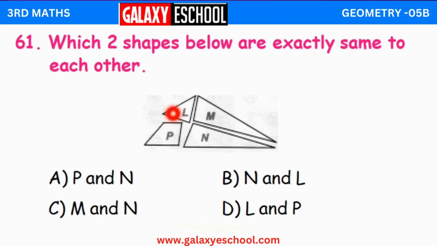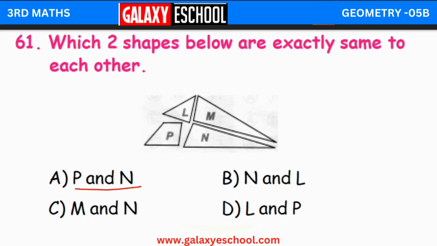Coming to question 61. Which two shapes below are exactly the same as each other? So are they P and N? If we compare the figures P and N, are they exactly the same? No, it is wrong. Next, N and L. Are these two shapes exactly the same? No. So again B is wrong.